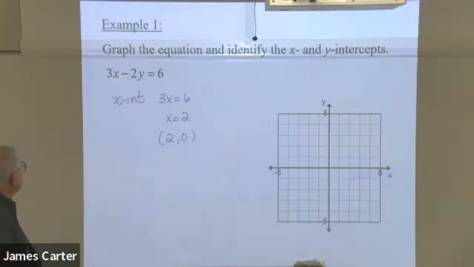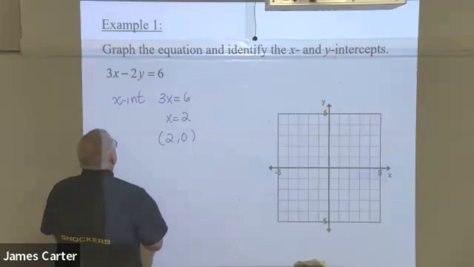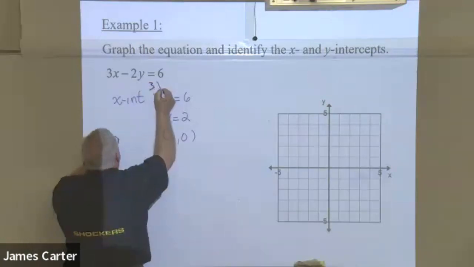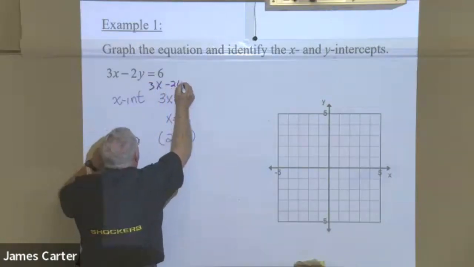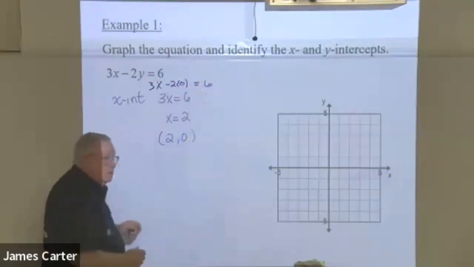Now, in this particular case, the way they get these values is just based on what I just told you. To find the X-intercept, where it crosses this line, the Y value has to be zero. So we replace that Y with a zero. They didn't show that substitution. 3x minus 2 times 0 equals 6.